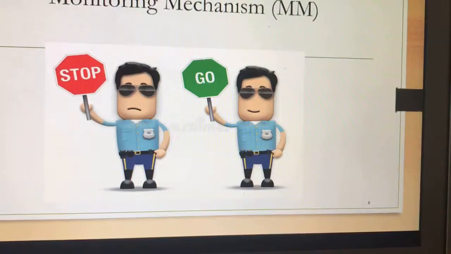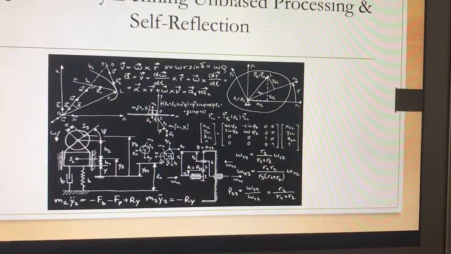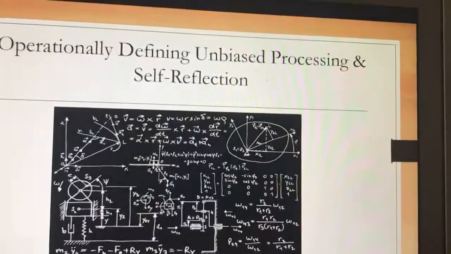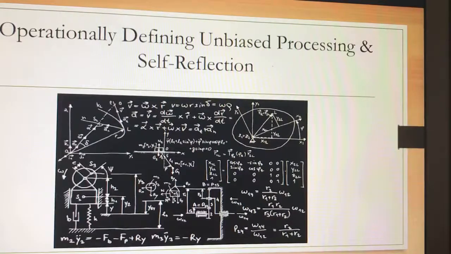So what is the monitoring mechanism? There are two basic components which together comprise and define the monitoring mechanism. And that is unbiased processing and self-reflection. The two components were extracted from the authentic leadership research and authenticity theory, and specifically the work of Kernis and Goldman, whose research focused on operationalizing the concept or construct of authenticity and based on confirmatory factor analysis results.